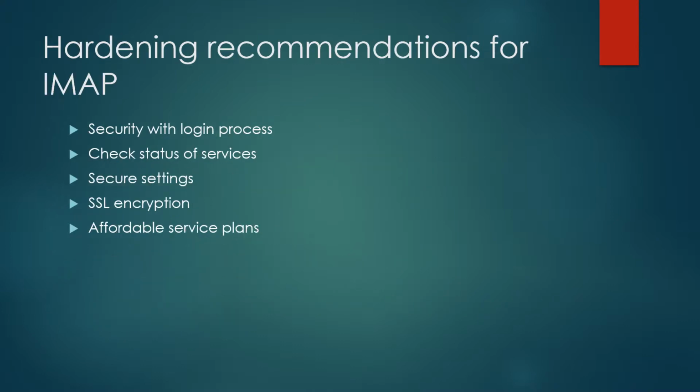Here are some hardening recommendations for IMAP. The main concern with IMAP security is the login process. Protocols allow login over unencrypted connections, transmitting login credentials across the network in clear text. By requiring secure logins on the Exchange server, the credentials are passed over an encrypted connection, which can protect them in transit. You can check the status of your IMAP services in the services.msc console or by running Get-Service in PowerShell.